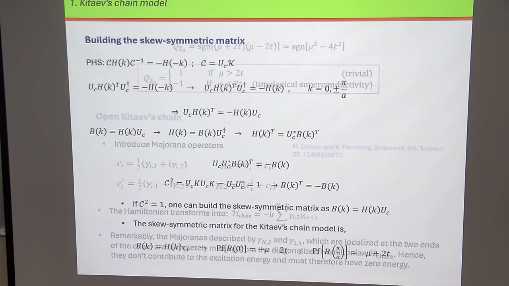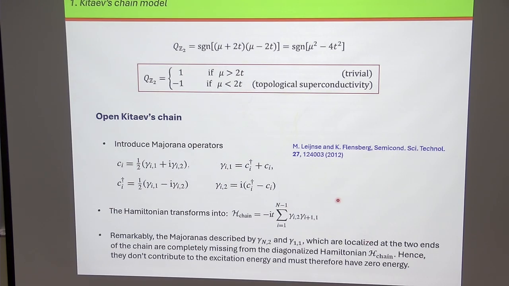So you can then look at the topological charge, the sign of the product, and you see this is going to be 1 or minus 1. If mu is larger than 2t, it is 1, so you get the trivial phase. If mu is smaller than 2t, then you get minus 1, which in that specific case is the topological superconducting case. All right?